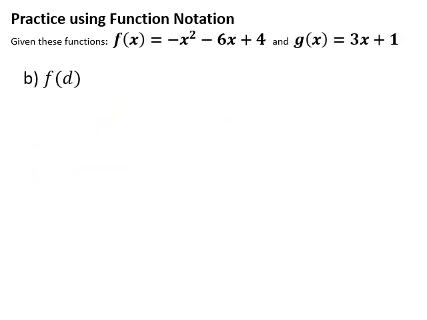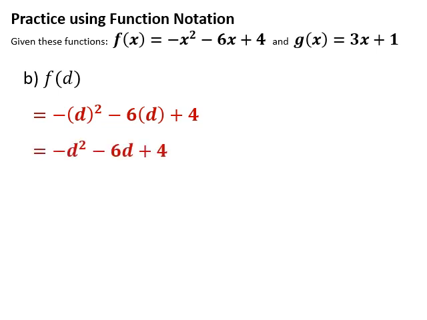All right, next one. Find f of d. So again, we're not putting a number in, so more than likely we're going to get an expression out. So we plug a d in for x, and then we simplify. It's really just negative d squared minus 6d plus 4.